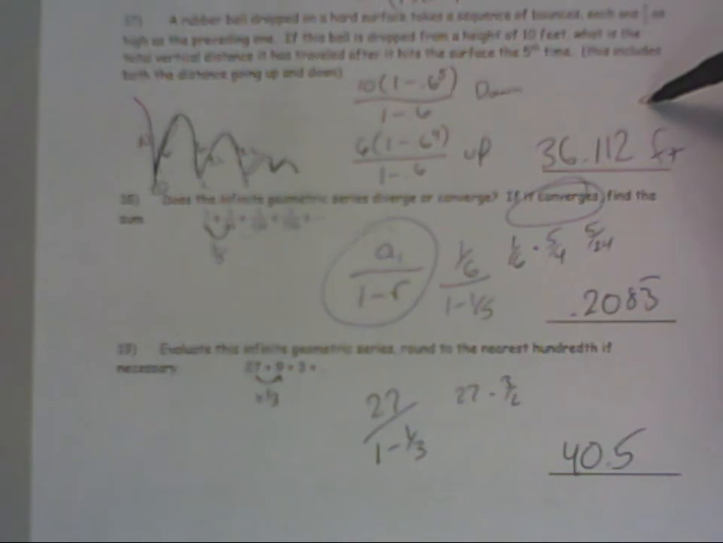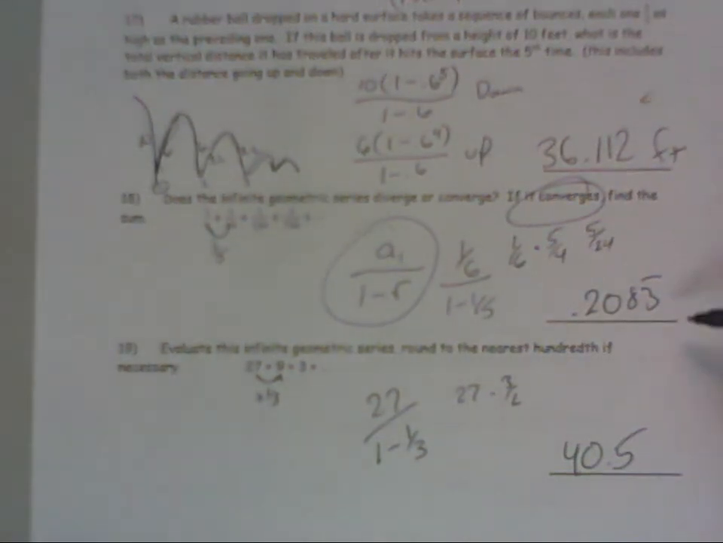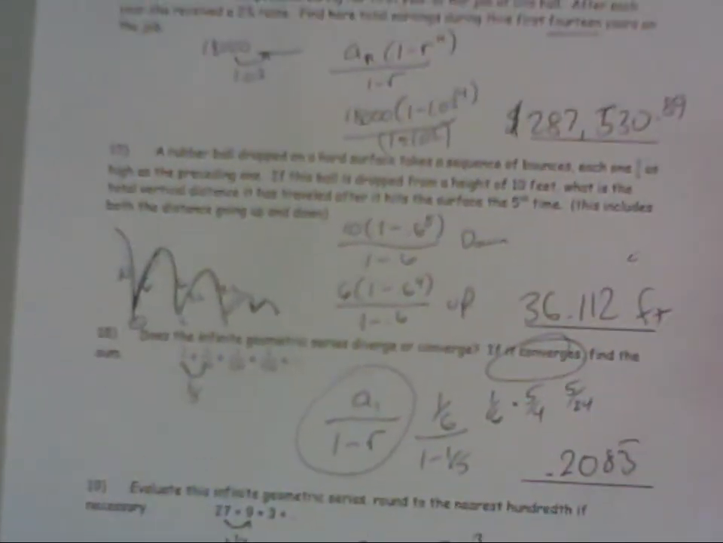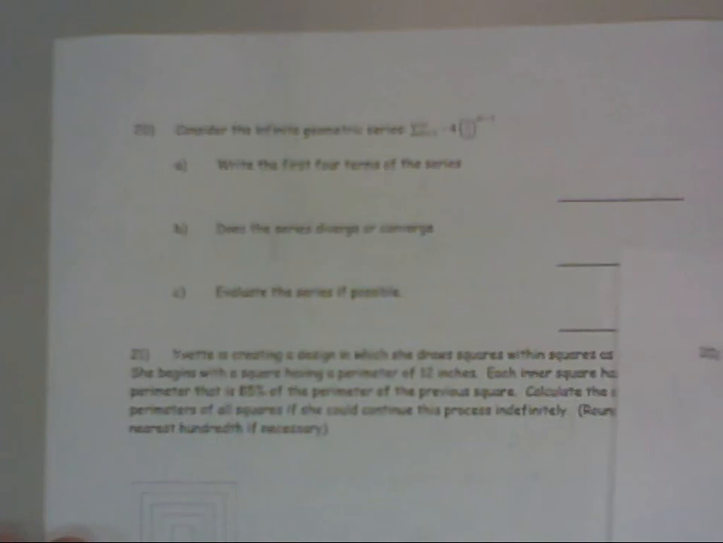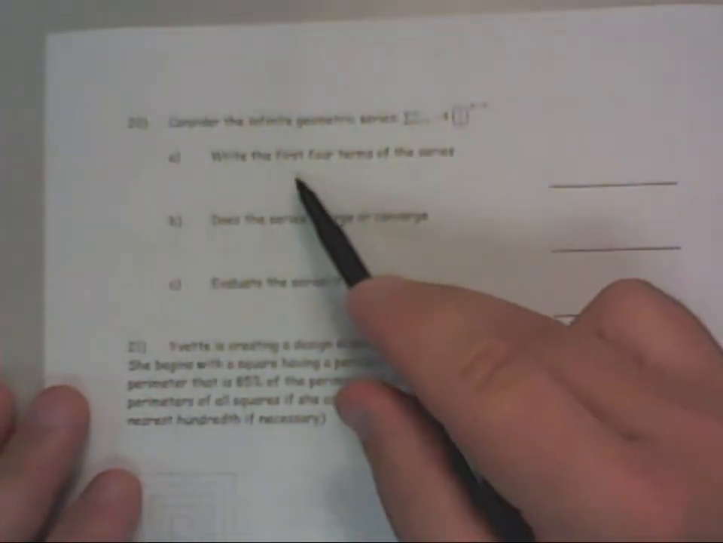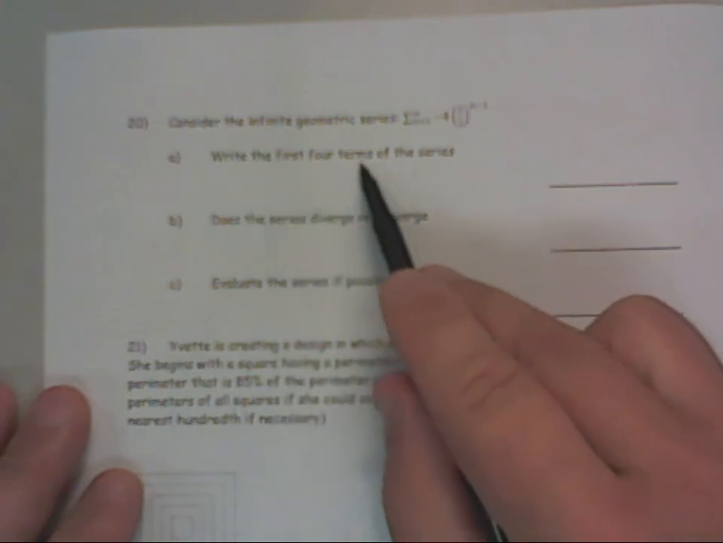16 and 17 are worth 5 points apiece. 18 and 19 are worth 4 points apiece. Now on the back of this sheet, starting with number 20, consider this infinite geometric series. Write the first 4 terms of the series.